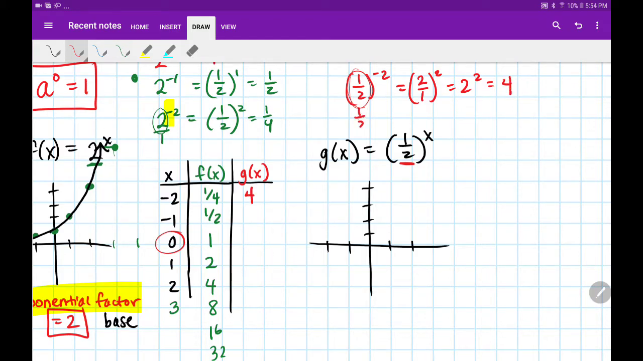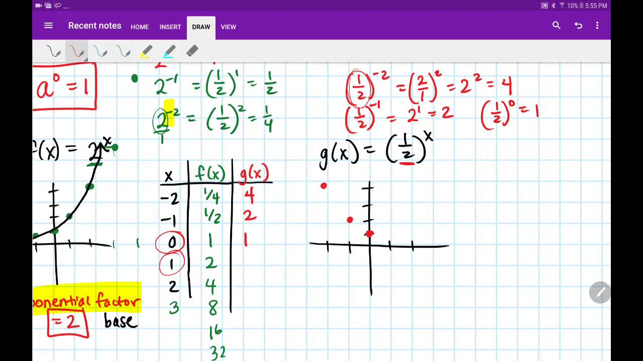We'll do the same thing now with our next x value. Let's plot that point. It was at -2, 4. Now I'm going to plug in -1. So 1/2 to the -1 gives me 2 to the positive 1, which is just 2. So when x was -1, y was 2. And as we discovered last time, anything to the 0 power is just 1.